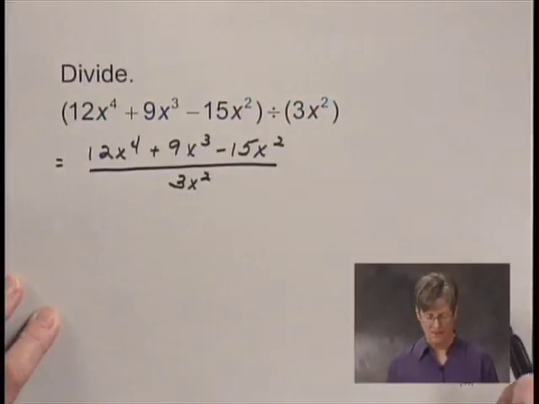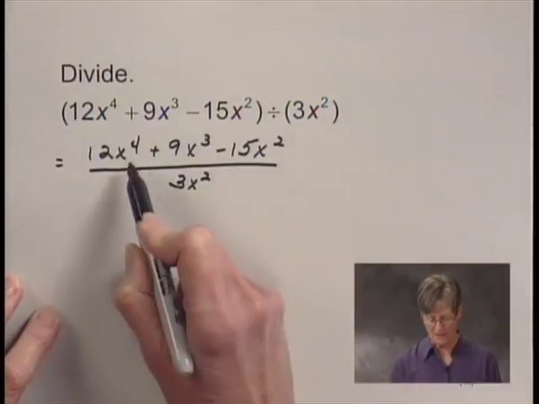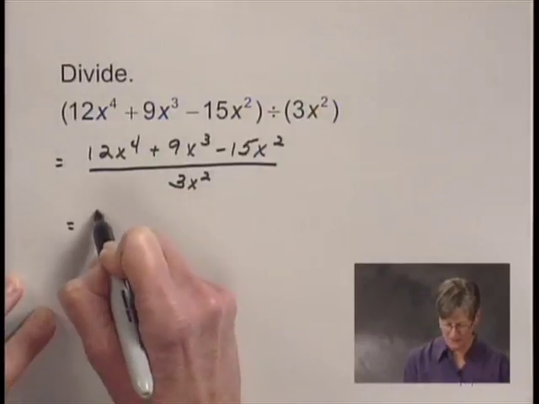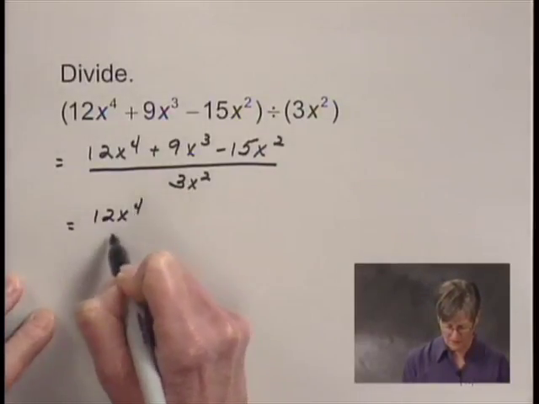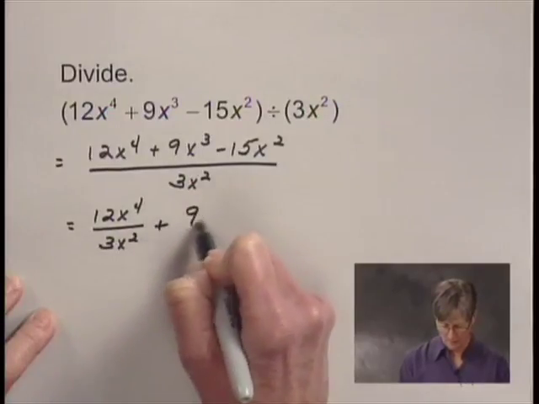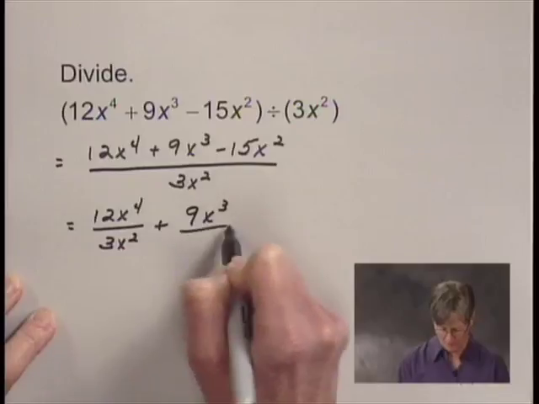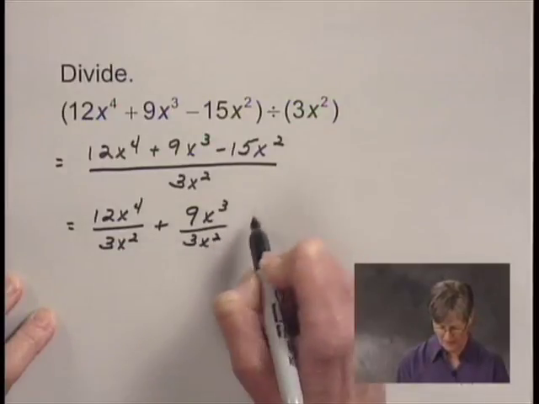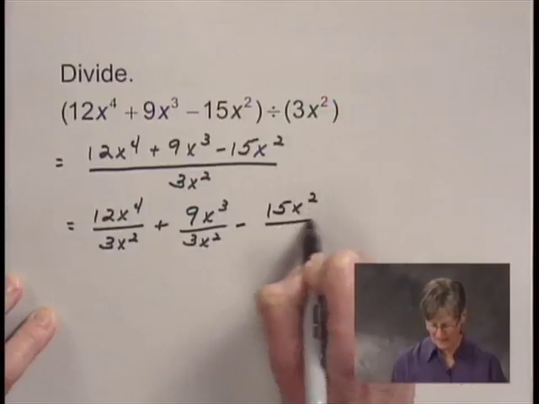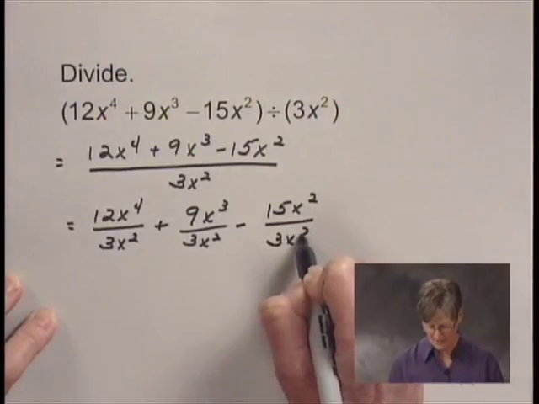3x squared. And now I can rewrite it as each of these three terms in the numerator divided by the denominator. So I can write this as 12x to the fourth divided by 3x squared plus 9x cubed divided by 3x squared minus 15x squared divided by 3x squared.